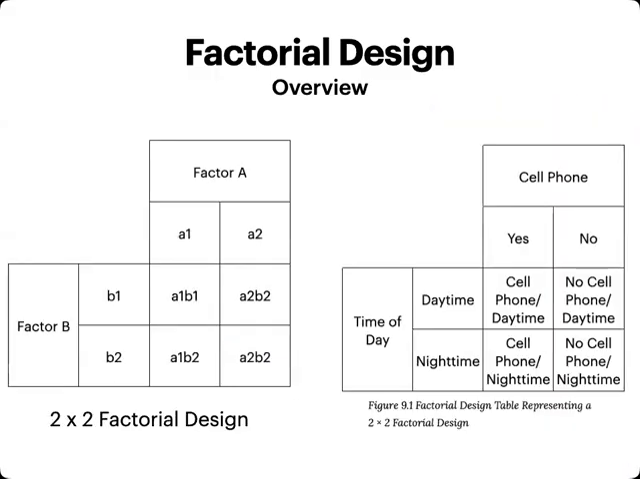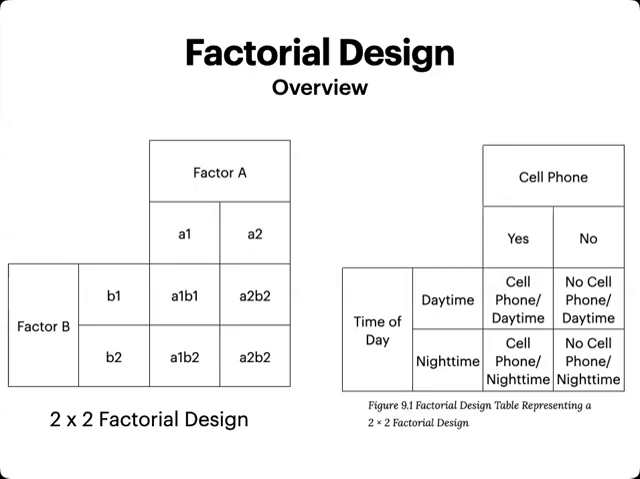As discussed, factorial design includes at least two independent variables, or factors, and each level of one independent variable is combined with each level of another factor. You remember that an independent variable or factor has to have at least two levels. So, in the simplest factorial design, there will be two factors, and each independent variable has two levels.